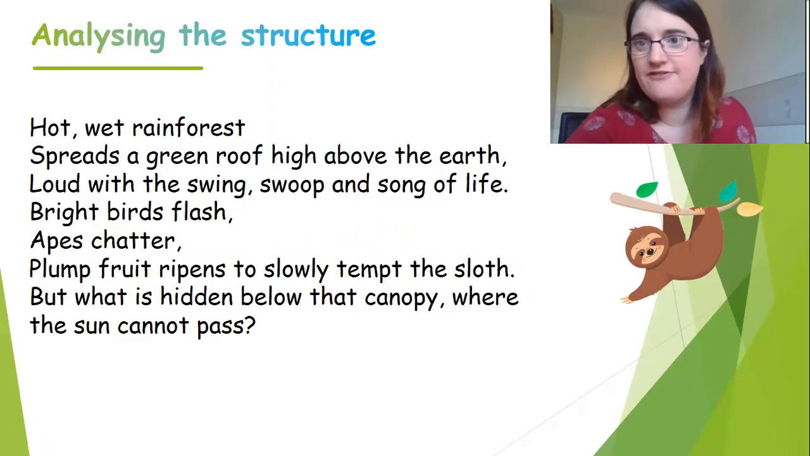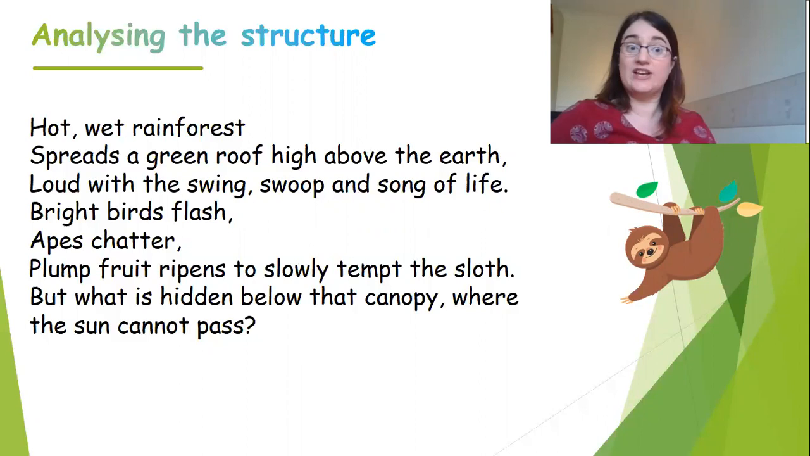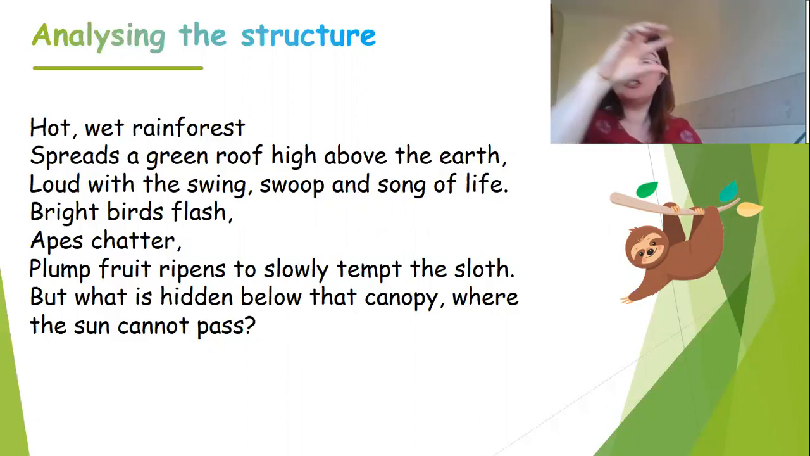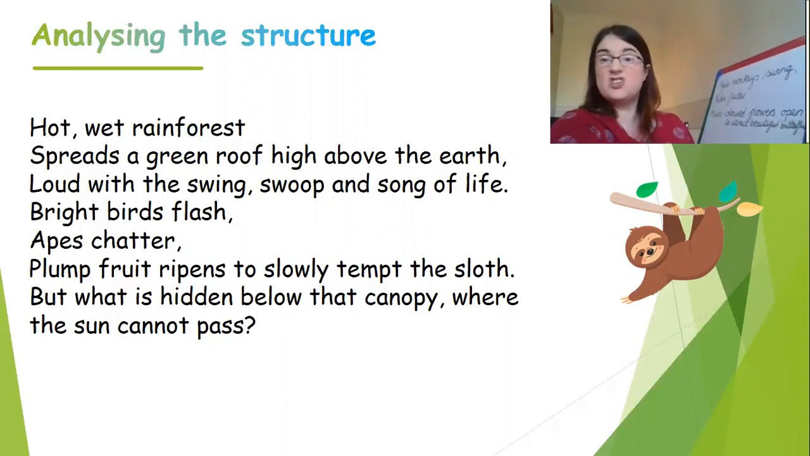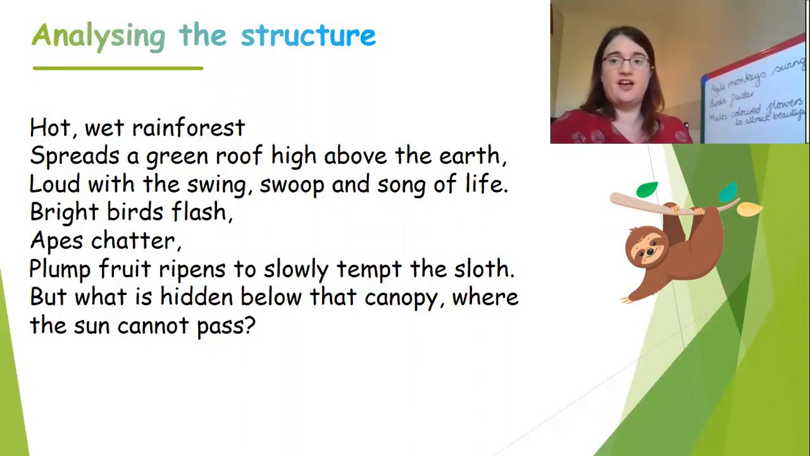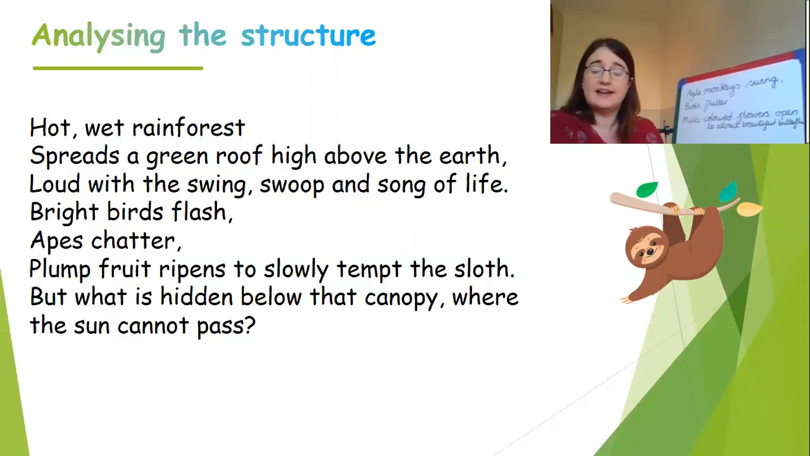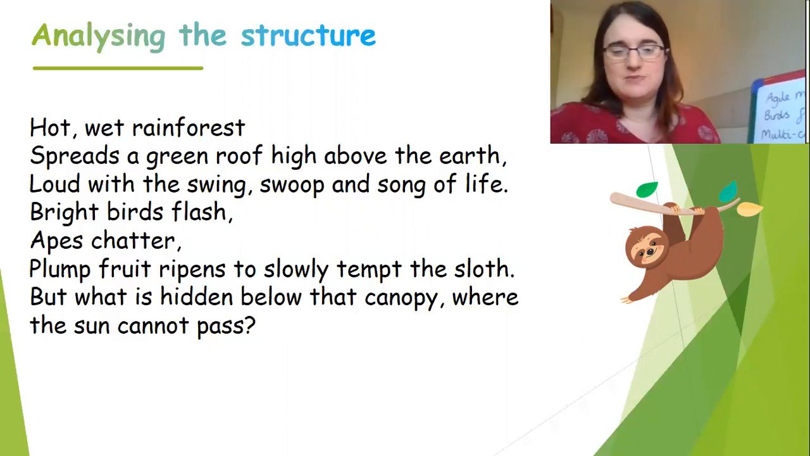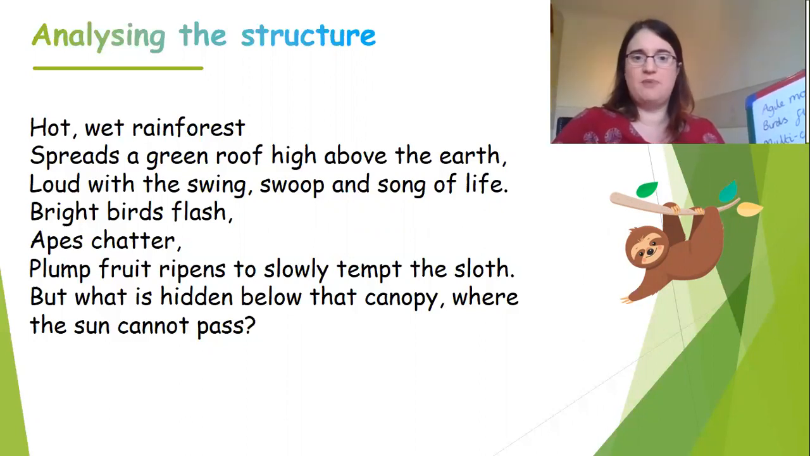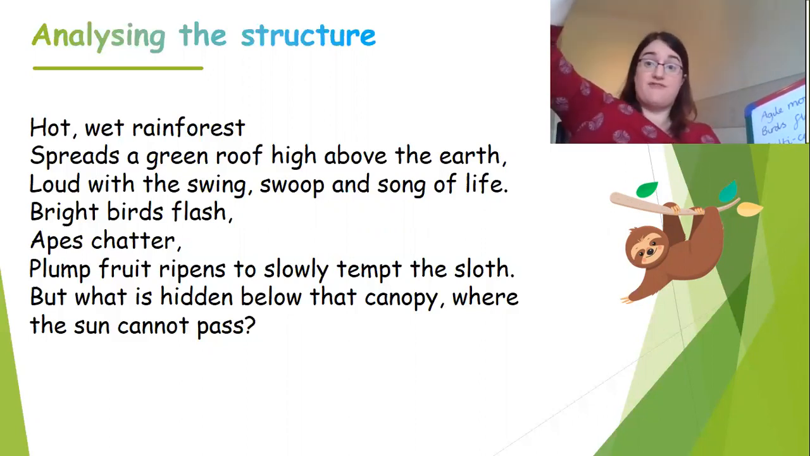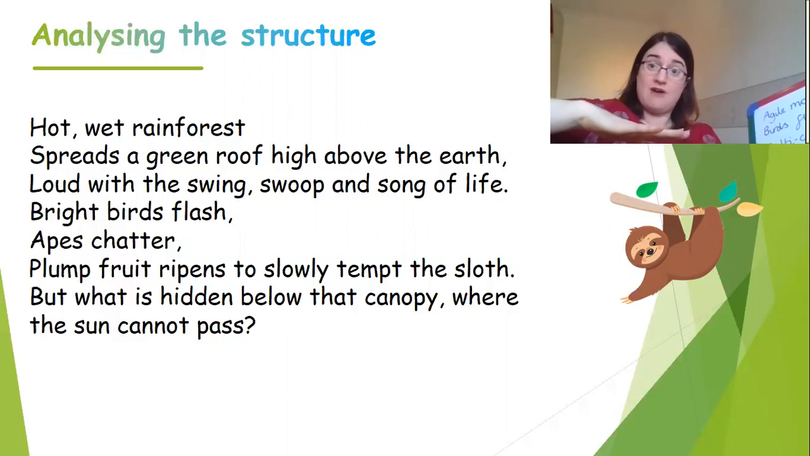And our final line now is a question, okay? Because it's a question to introduce the second section of our poem. And it's a rhetorical question. It's not a question that needs an answer. It's a question to get people thinking. So in Angela McAllister's poem, she's got, but what is hidden below that canopy where the sun cannot pass? So she's introducing, we're now moving from the canopy to the ground of the rainforest, okay?